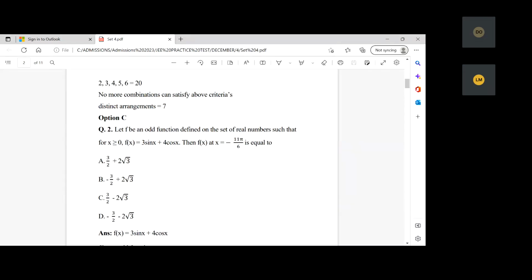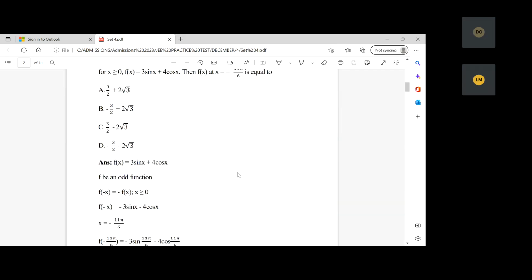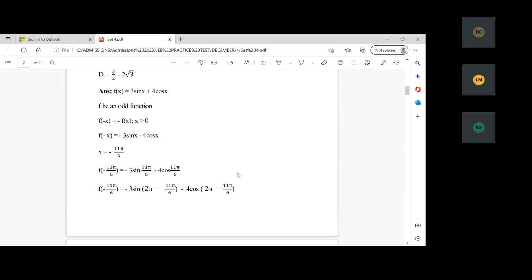So let's discuss this question. It's a very simple question, so whatever is given, I'm just going to write it. There are multiple methods, I hope everybody has an idea. There are multiple methods to solve a single question. Here, f of x is equal to 3 sin x plus 4 cos x, and f is given as an odd function. So when it's an odd function, we know f of minus x is equal to minus f of x.